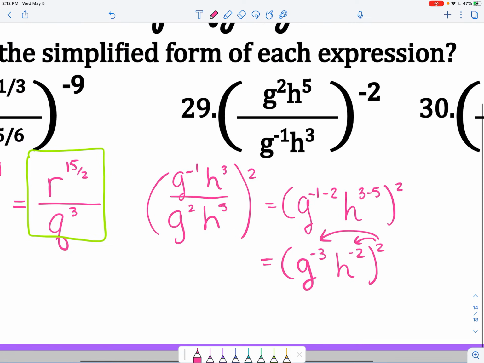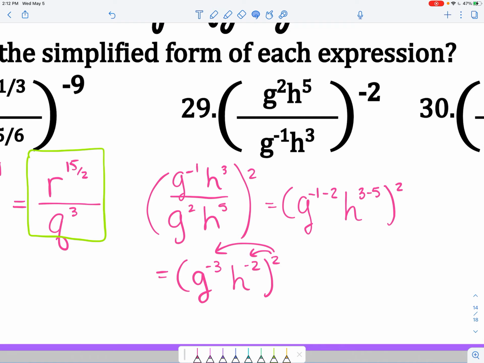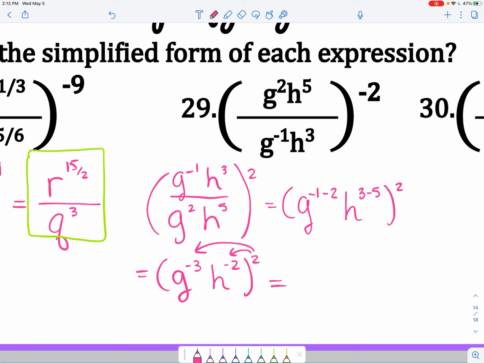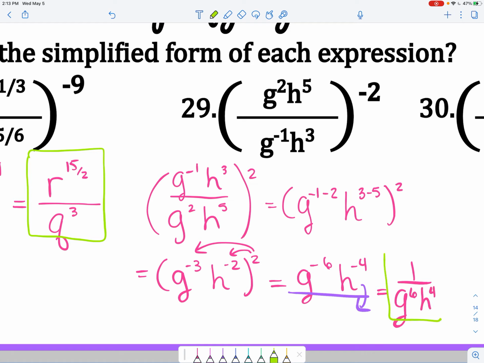And now I multiply. That's going to give me g to the negative 6 times h to the negative 4. And because both of them have negatives, they're both going to move to their reciprocal location down to the bottom, giving me 1 over g to the 6 times h to the 4.